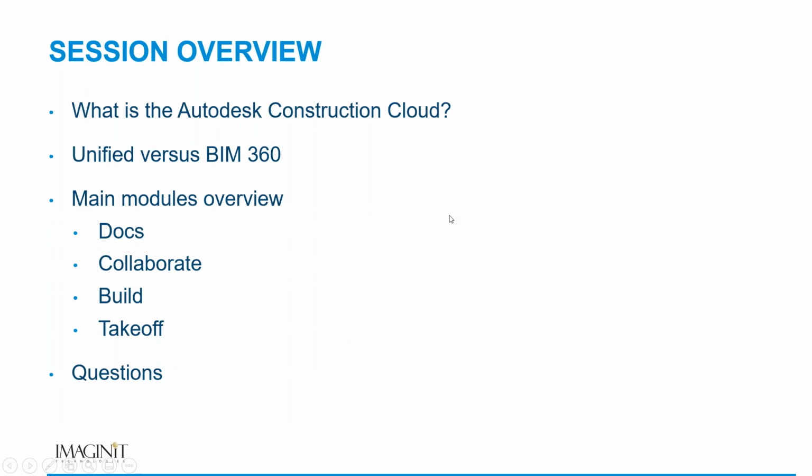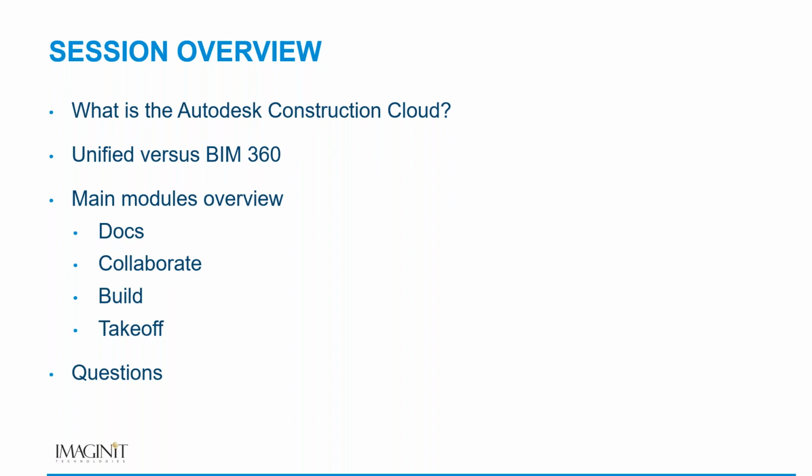So before I get into explaining the construction cloud, I just want to go over the session overview. I broke this down into a few different parts. I really want to do a high-level explanation of what the Autodesk Construction Cloud is and contains. I think recently there's some confusion about what we include in that title, Autodesk Construction Cloud, ACC. I'll talk about some of the differences between the unified ACC platform and the BIM 360 platform.